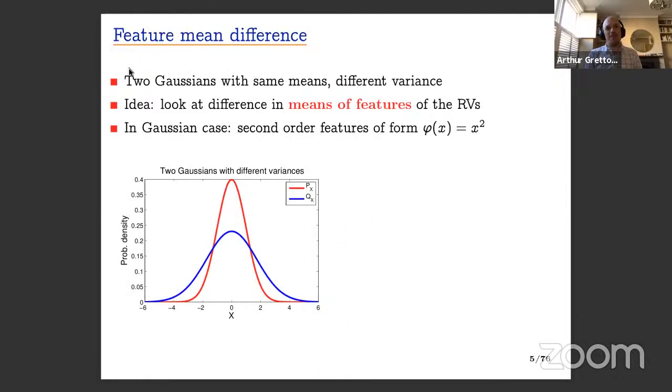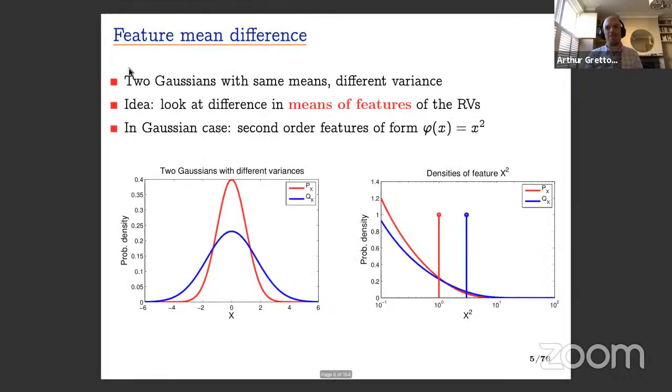Now, what happens if we have two Gaussians with the same mean, but different variance? Evidently, a t-test isn't the answer here, but you can look at features of these Gaussians. The feature which is relevant here is x squared. And if I compare the expectation of x squared for these two Gaussians, they're going to be different. The densities I'm plotting here are chi-squared densities, and the two means are shown as bars, and you can see that the two means are different. And you could do a significance test to see if these means are far enough apart that it's unlikely to be due to chance when you compute them from samples.